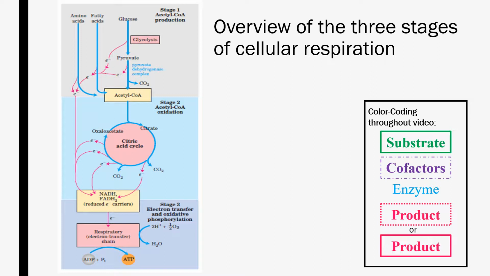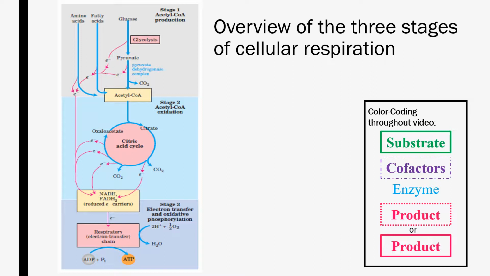In stage 1, which occurs in the cytosol, some fatty acids and some amino acids are oxidized to acetyl-CoA, and glucose is converted to pyruvate via glycolysis, which also gets oxidized to acetyl-CoA. Acetyl-CoA then gets transported into the mitochondria, beginning stage 2 of cellular respiration, the TCA cycle.